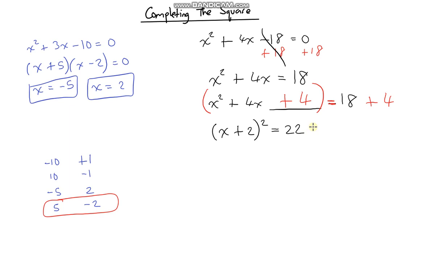To solve the equation, we can just use what we know from our balancing method in algebra. At the moment we're squaring, so to get rid of that square, we just square root. We square root the left hand side, square root the right hand side. So on the left hand side, we're just left with x plus 2. And on the right hand side, you might be tempted just to write the square root of 22.